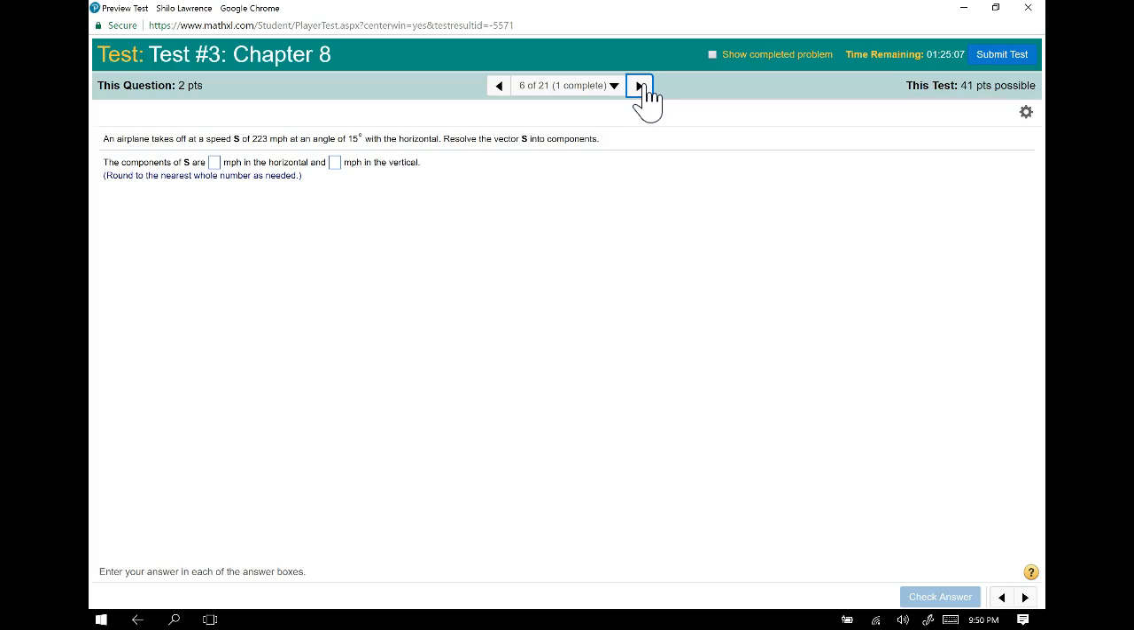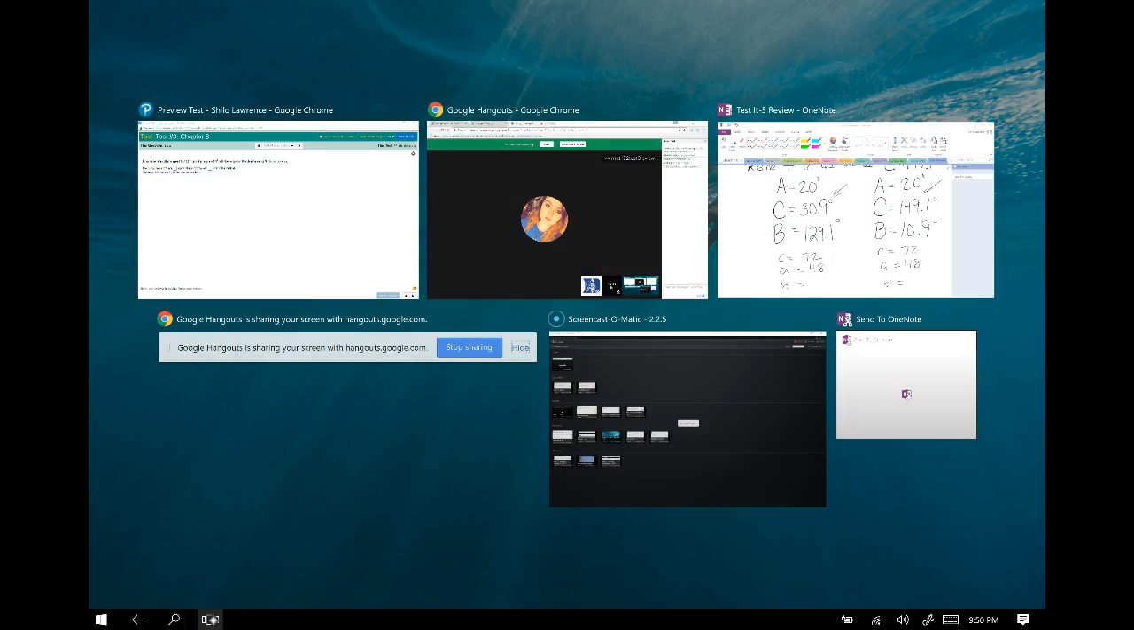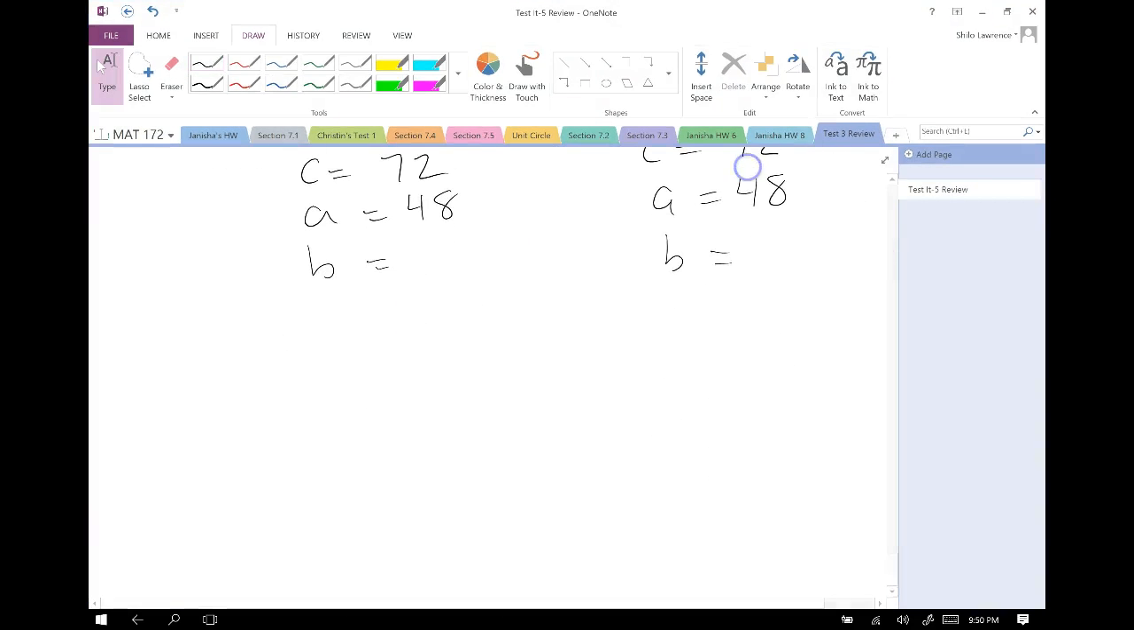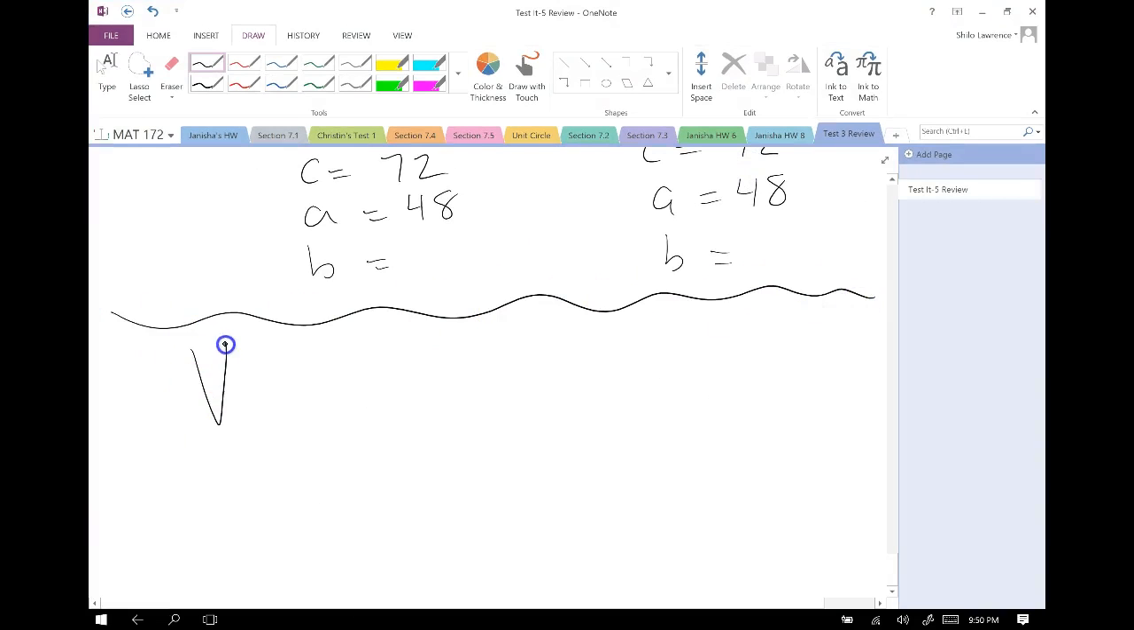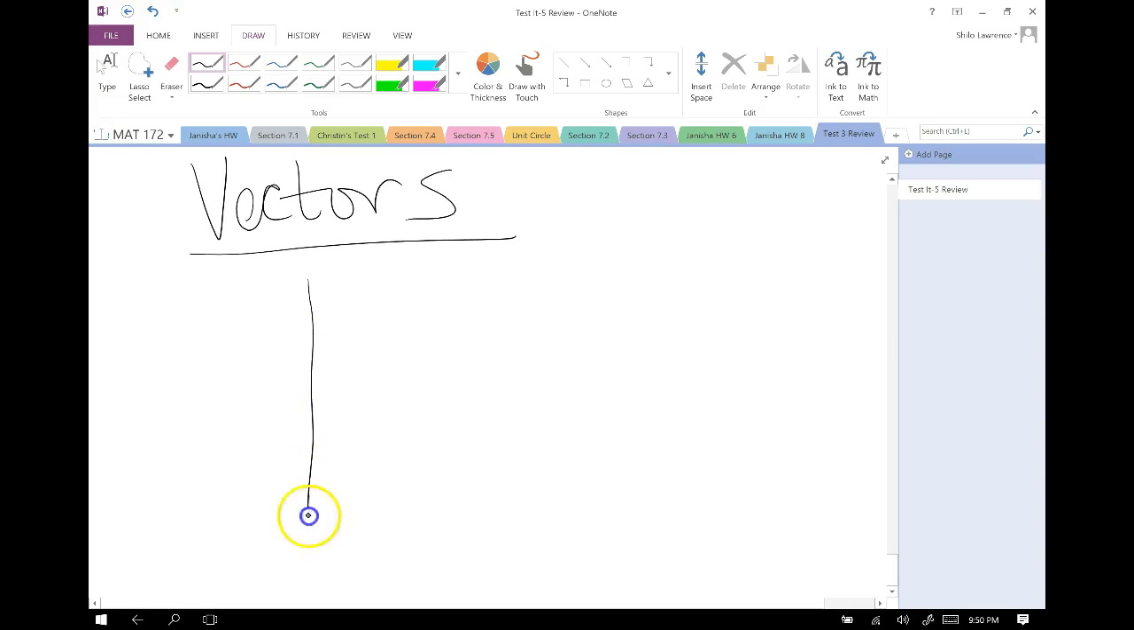This one is a vector problem, and I definitely want to do a vector problem. This one's fairly easy. All it wants us to do is break it down into components, which is the first step to solving vectors. It says an airplane takes off at a speed s of 223 miles per hour at an angle of 15 degrees with the horizontal. Resolve the vector s into components. So 223 at an angle of 15. So angle of 15 is about right there.